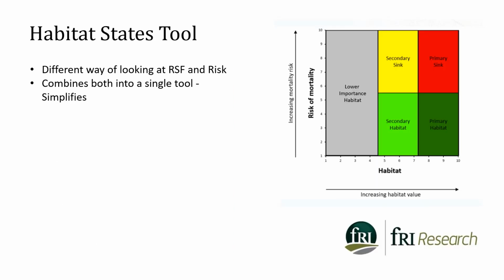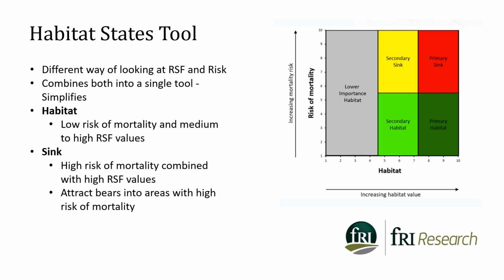The Habitat States tool is a different way of looking at RSF and risk, combining both tools into one and simplifying them. Habitat represents areas of low risk of mortality and high RSF values. Sinks represent areas with high risk of mortality and high RSF values, and then track bears into areas with high risk of mortality. We want to reduce sinks and increase habitat for bears.